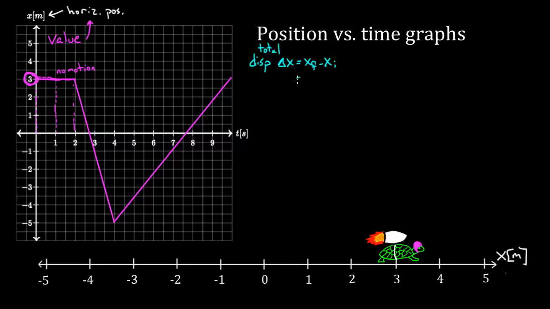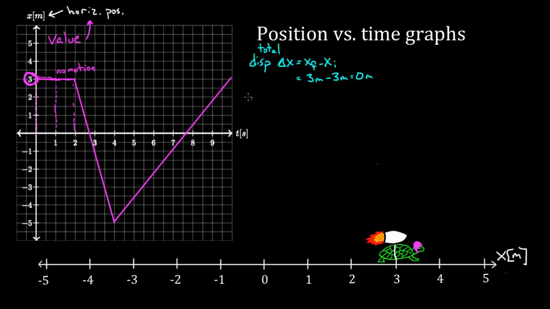So what's the final position? The final position would be the position the turtle has at 10 seconds. She was at 3 meters at 10 seconds, because I read the graph right there, minus initially, because we're considering the total time, at 0 seconds, turtle was also at 3. That means the total displacement was 0, and that makes sense because this turtle started at 3, stood there for a second or two, rocketed back to 5, rocketed back to 3, ended at the same place she started, no total displacement.